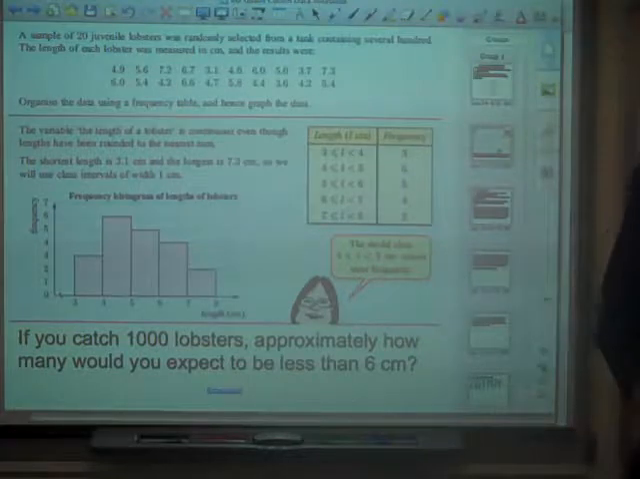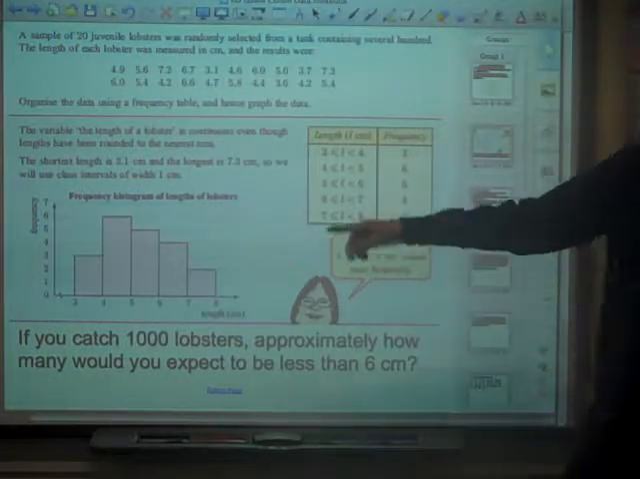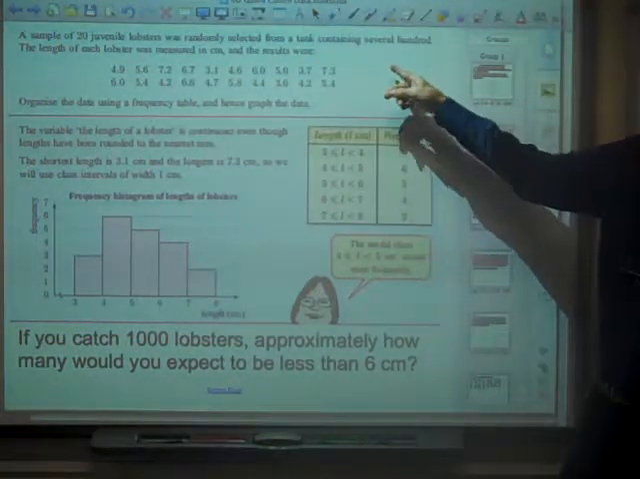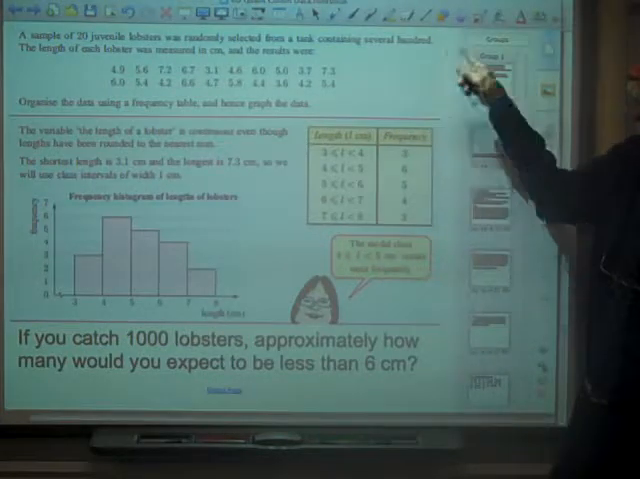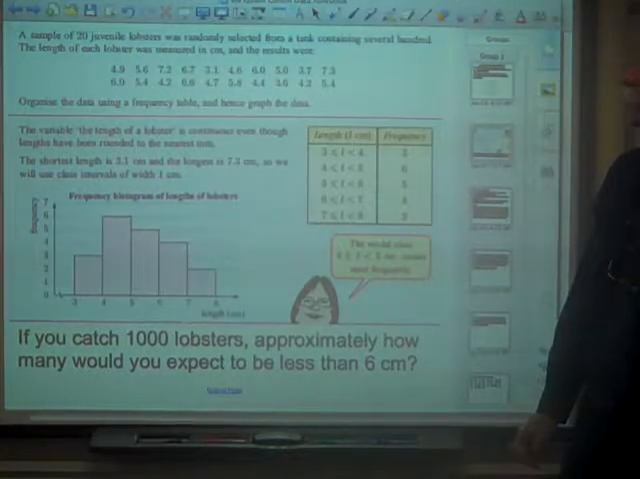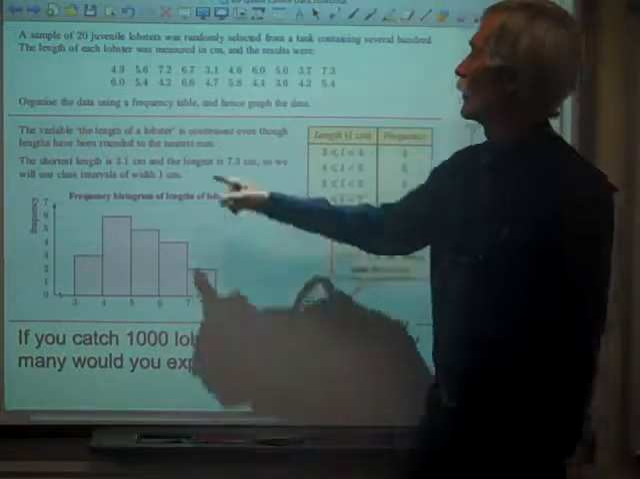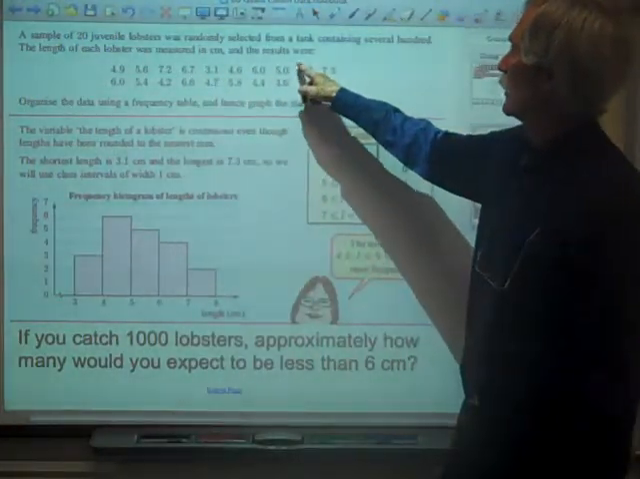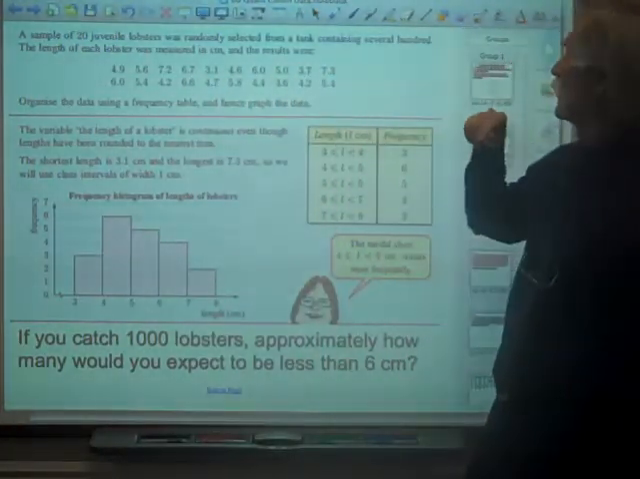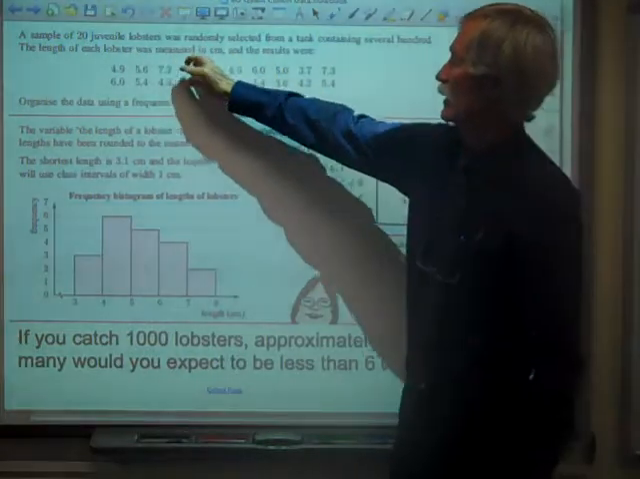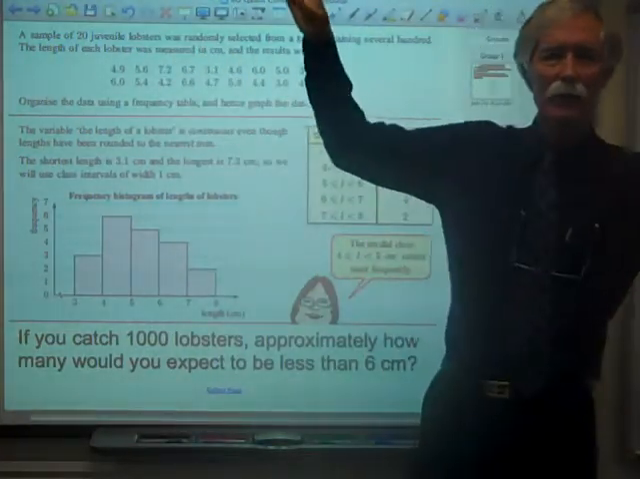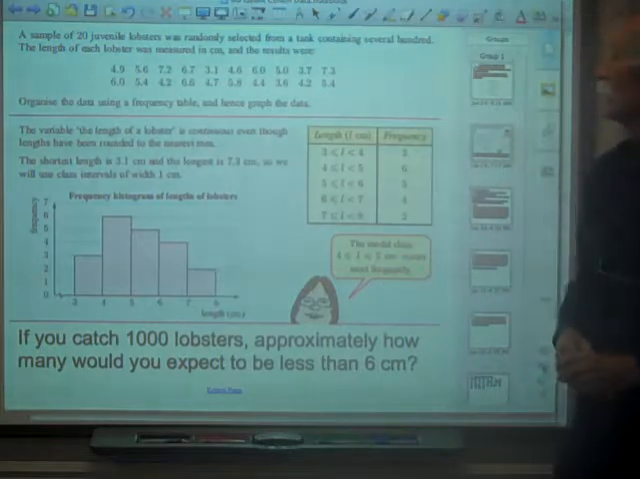A sample of 20 juvenile lobsters was randomly selected. This is right out of your book. From a tank containing several hundred. The length of each lobster was measured in centimeters and the results were shown. So they just picked these 20 out of hundreds of lobsters as a random sample.